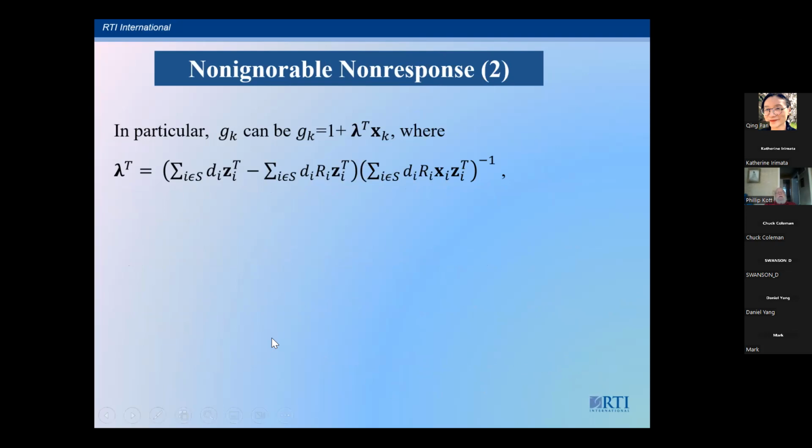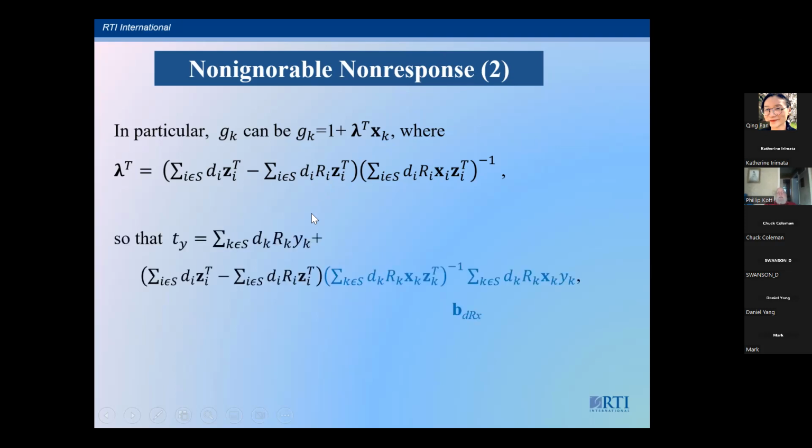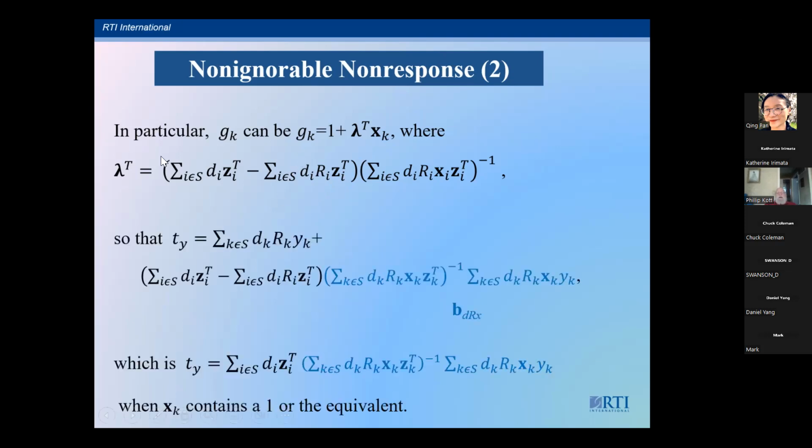Now, in particular, G can be our old linear friend, except with Z replaced by X. And if you plug everything in, it's exactly the same as before, except instead of the B's looking like a regular regression with the respondents, it looks like an instrumental variable regression, but with the X's serving as the instruments and the Z's serving as the model variables.